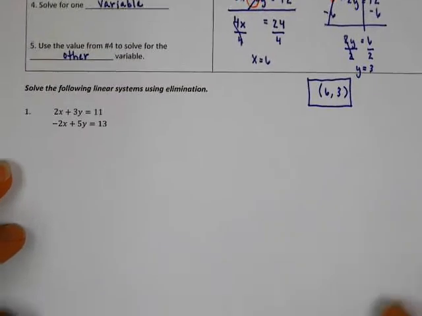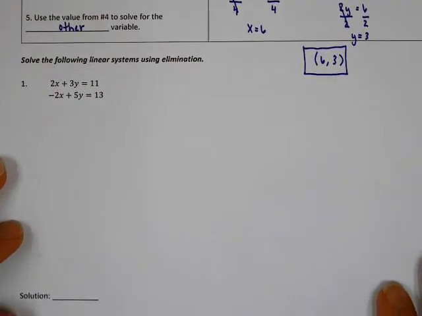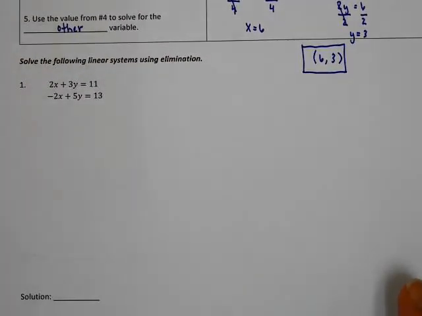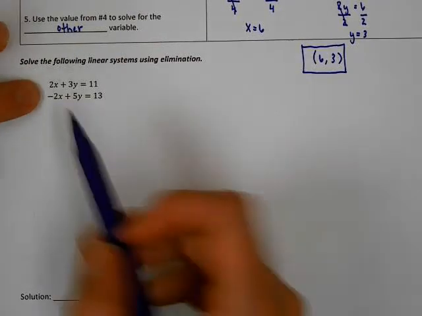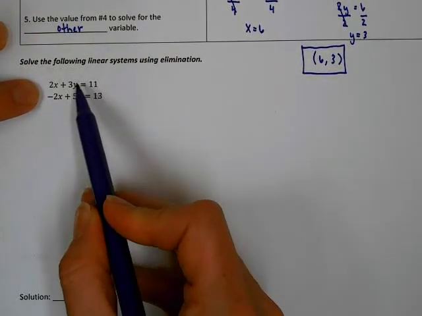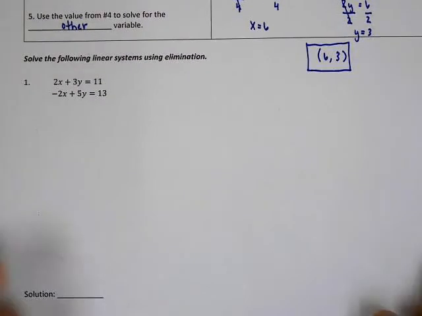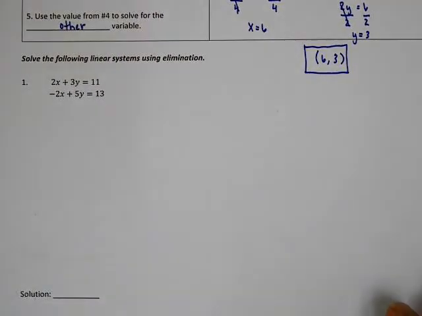All right, so for number 1, step 1 said to make sure your variables are lined up vertically. Remember that meant x is on top of x and y is on top of y's. So if I look here, we're in good shape. X is over x, y is over y. So step 1 has been done for us.